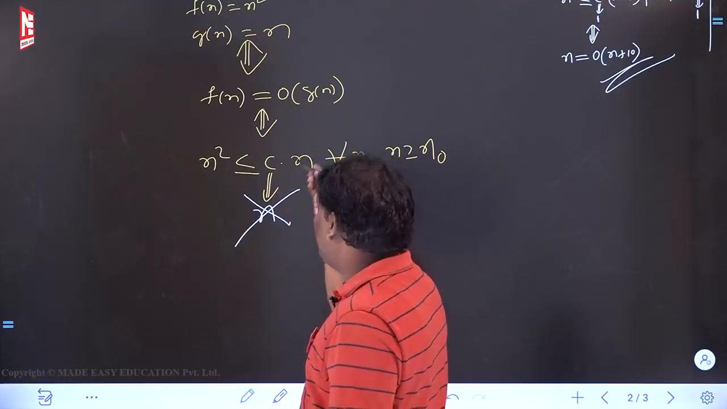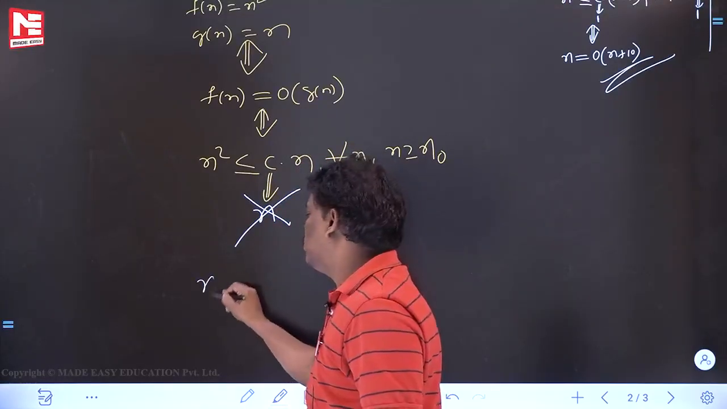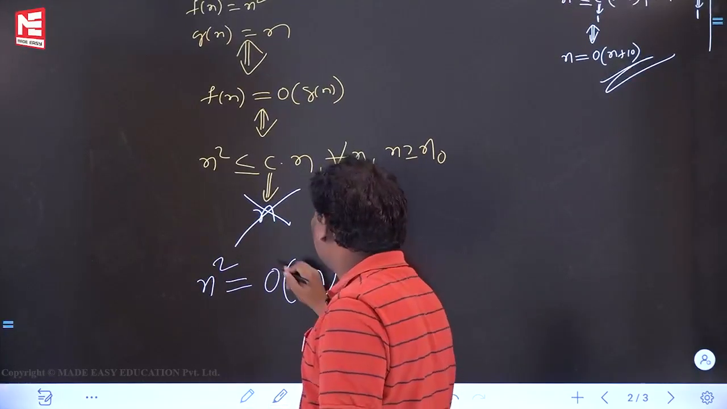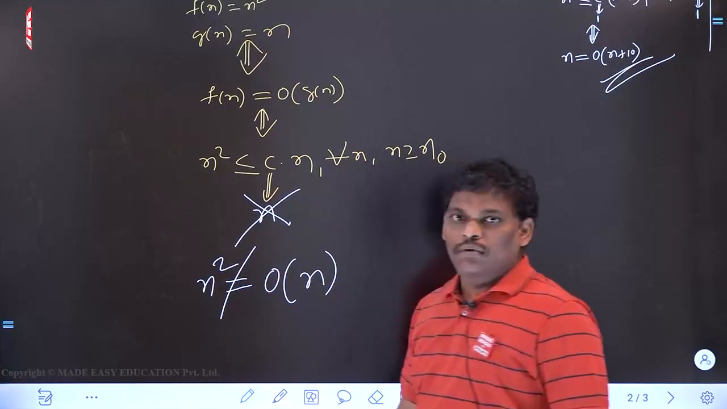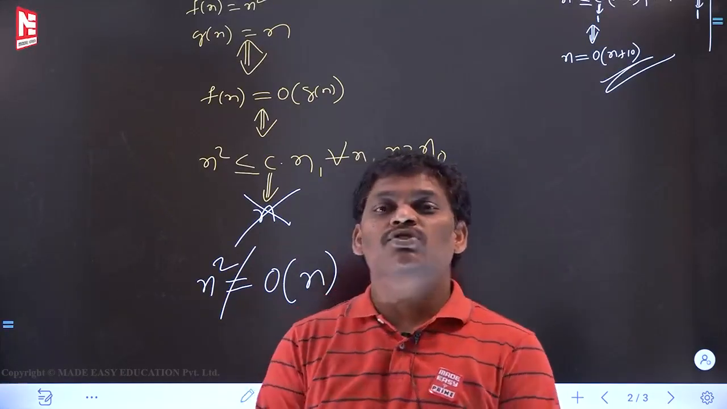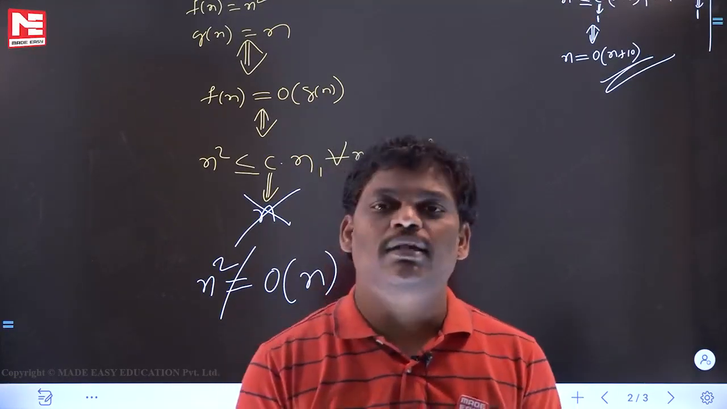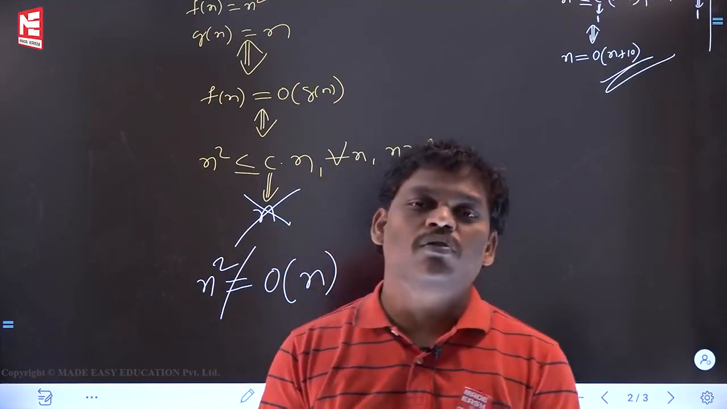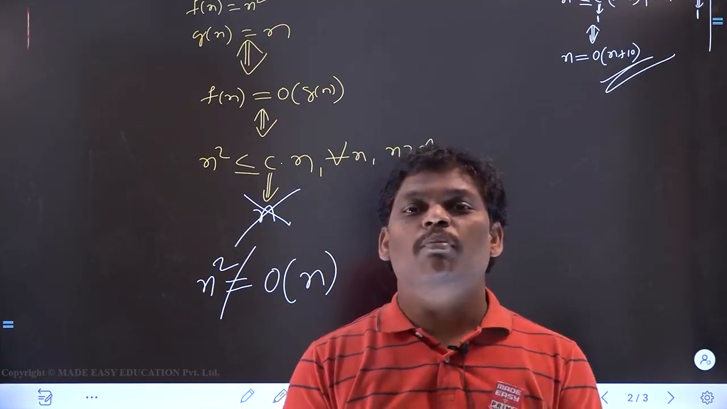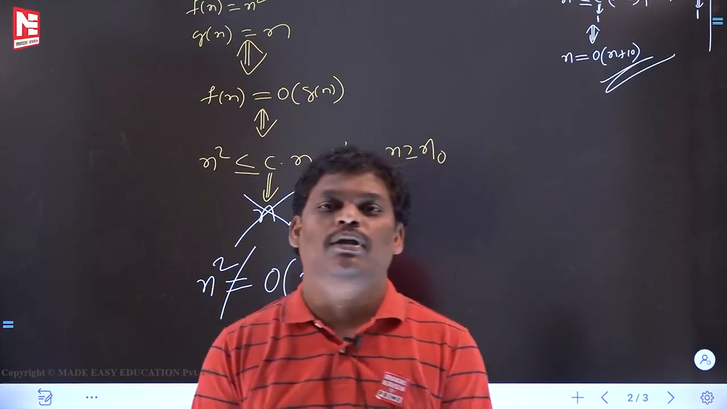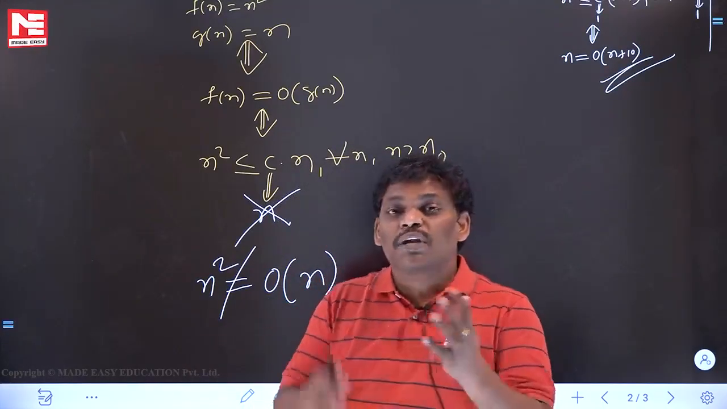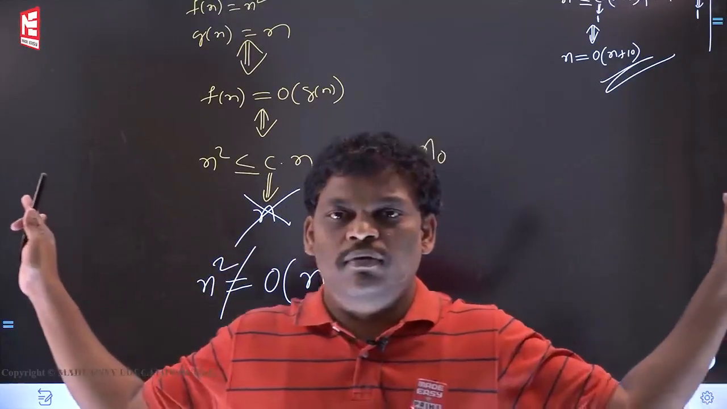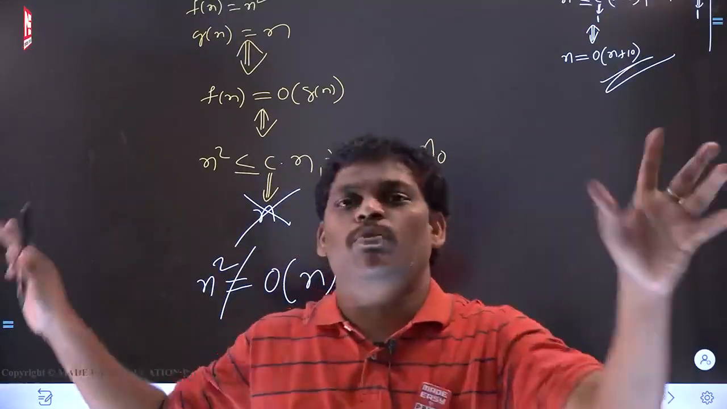but it is not possible. If it is not possible, you can write it like this: n square is big O of n is not possible. It means you cannot say that, compared to n square, n is bigger. That is the meaning. What is the reason? There is no c that can make n bigger than n square, because the difference is a function. No one can do that.